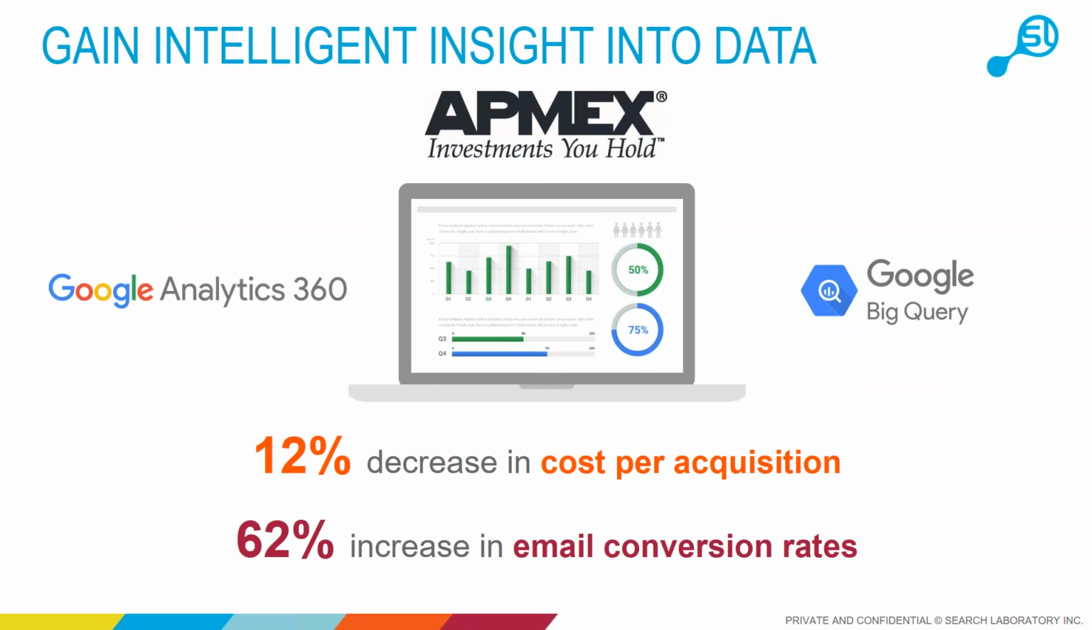There are a number of really good case studies on the Google website to show how companies are using GA360 and how they've been able to improve campaign performance and increase ROI. So this is a really good example from a company called AppMex, who sell precious metals and coins online. They integrated their 360 account with BigQuery to consolidate analytics and CRM data in one place, and that then allowed them to perform predictive modeling on this data set. The result was a 12% decrease in cost per acquisition and a 62% increase in email conversion rates. So some pretty impressive gains from that integration.